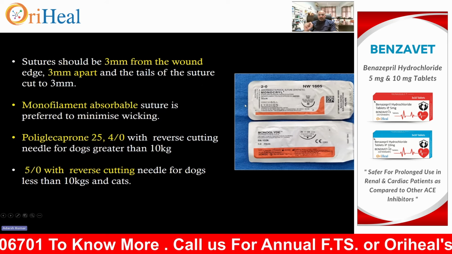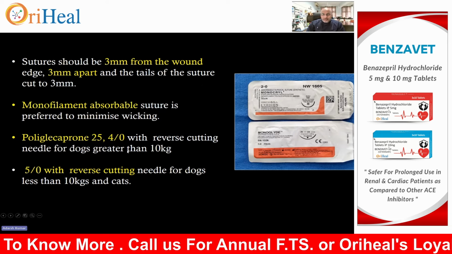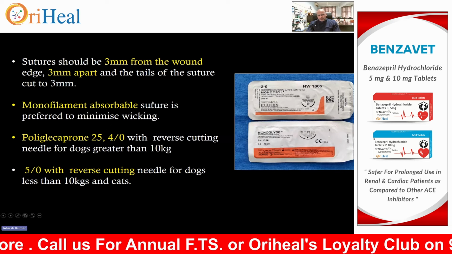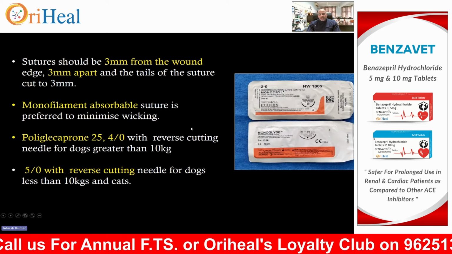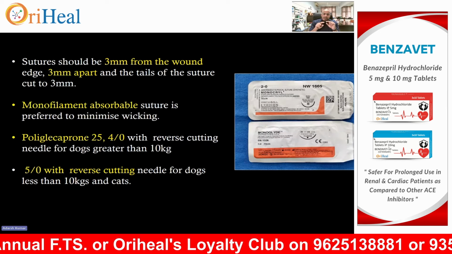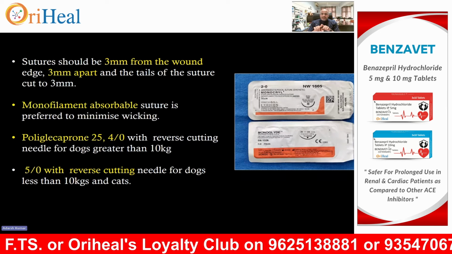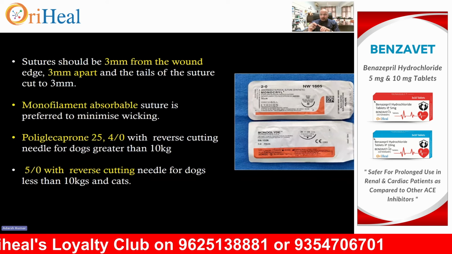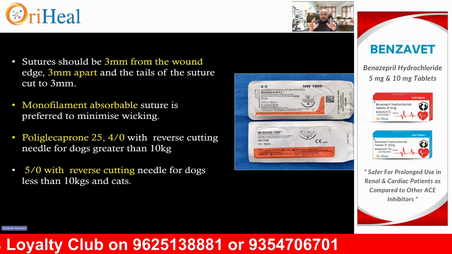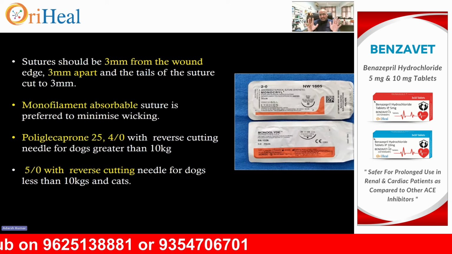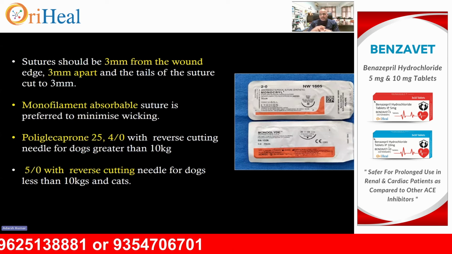You need 4-0 or 5-0. In larger dogs, we use 3-0 or 2-0 also. The ideal is that when you are closing the flap, the bite should be taken 3 mm away from the edge, on both sides. Use monofilament, polyglecaprone, with a reverse cutting needle. With a taper cut needle it is very difficult; it takes a lot of pressure and the flap can break.